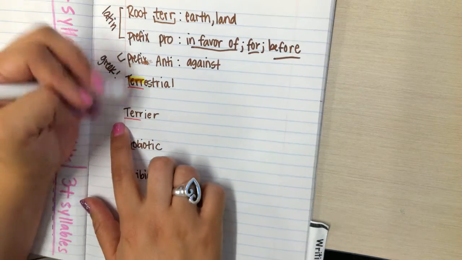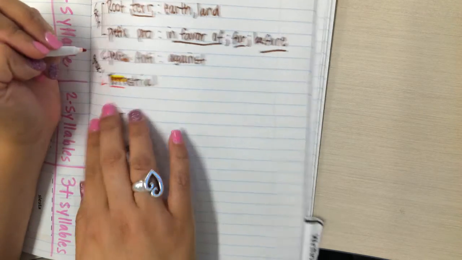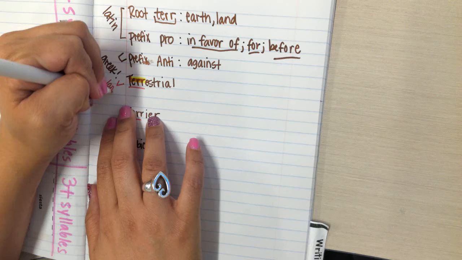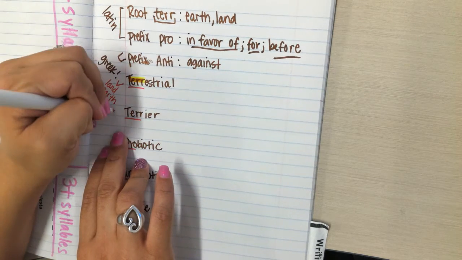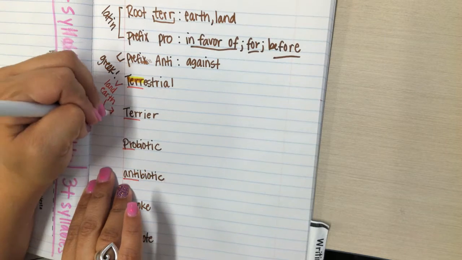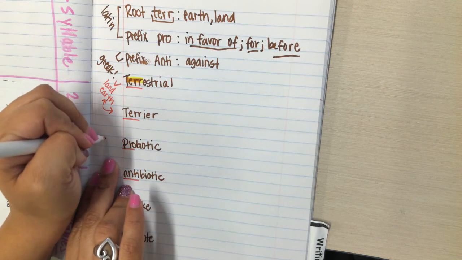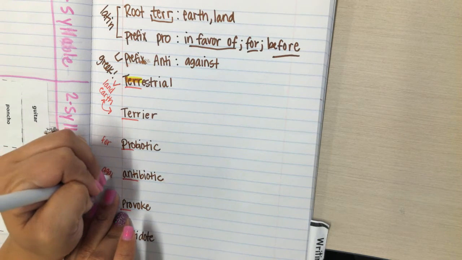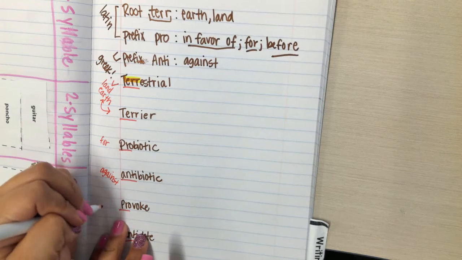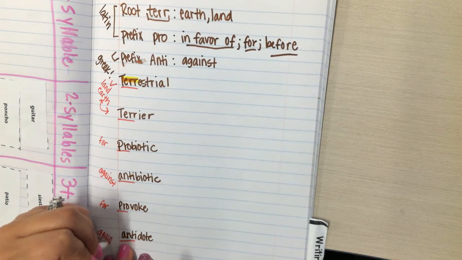Okay, so I'm just going to remind myself off to the side. This could mean land or earth for both of these. Pro, for. Anti means against, pro means for, and anti means against.